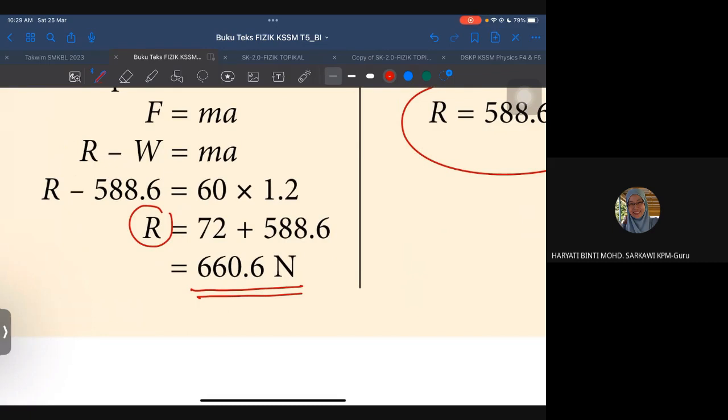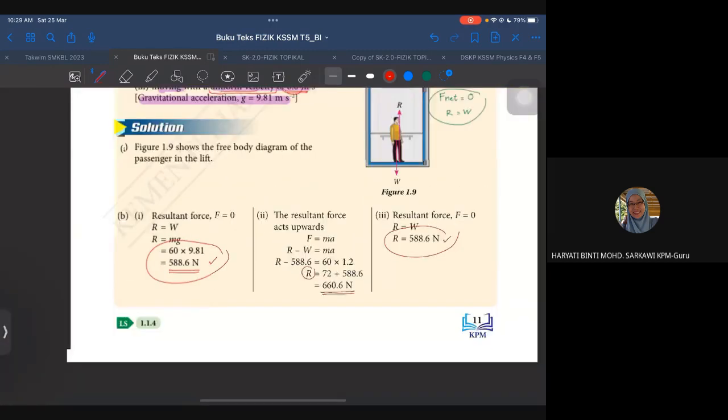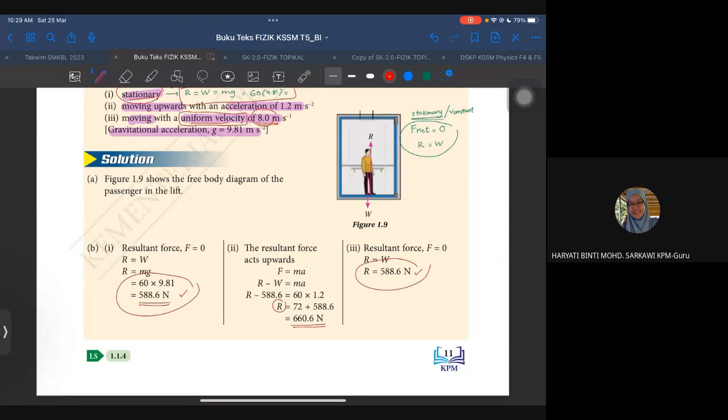But let's say you enter a lift, then lift pecut ke bawah, downward. Do you feel lebih ringan ke lebih berat? Lighter, kan? We can prove this by using calculation. Okay, I will explain how to calculate this.